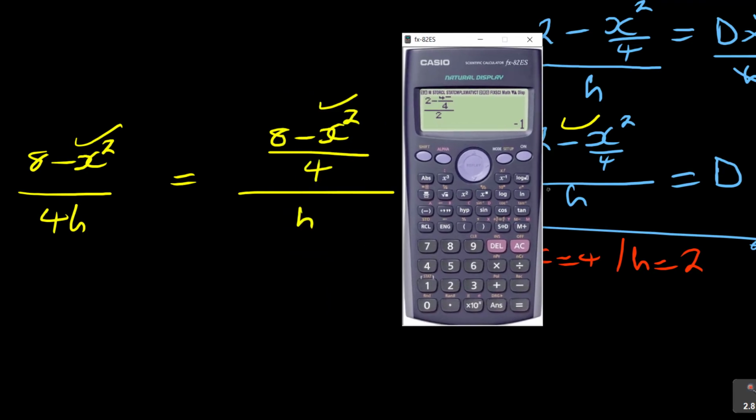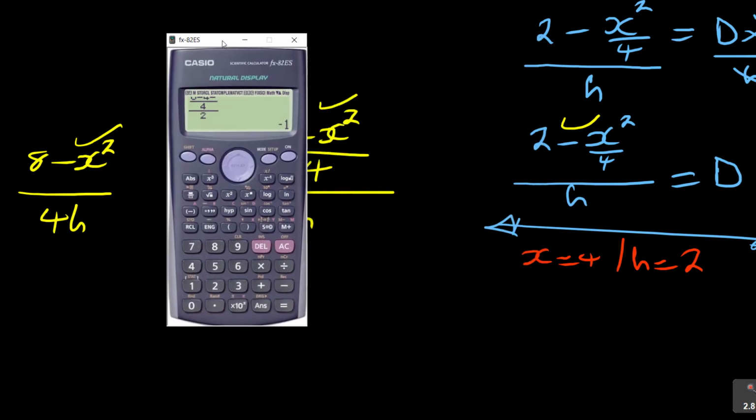It's minus 1. You see, don't forget. Let's do the other one. The other one is I've got a fraction and I've got a fraction on top. So it will be 8 minus x squared, which is 4 squared over 4. Then all over h is what? Is 2. I must get minus 1. You see, there it is. Then I'm here.